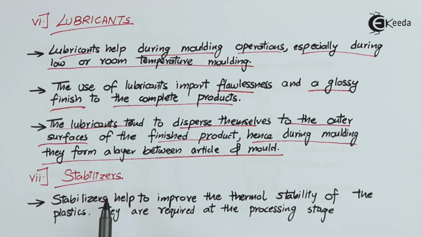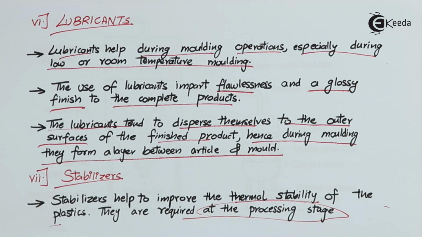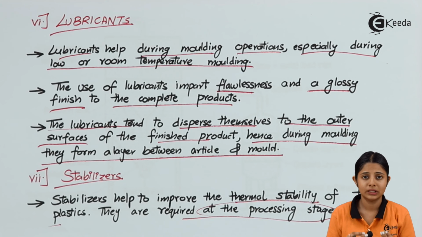The last thing we have is stabilizers. Stabilizers help to improve the thermal stability of the plastics. They are required at the processing stage of the plastic. Now, what is the processing stage? Whenever I am making a plastic or remaking that plastic, I am giving certain amount of energy or heat to it. So whenever I am giving that energy or heat, the plastic has to take that energy and cannot implode or explode in any way. For that, we have certain thermal stabilizers given to it, which will help in making the plastic stabilized in any form.